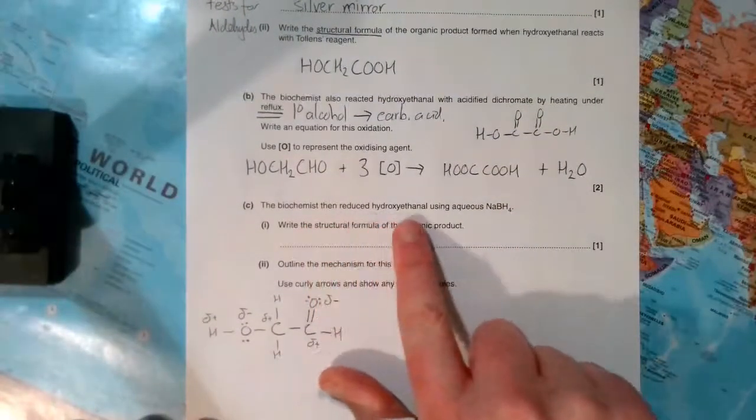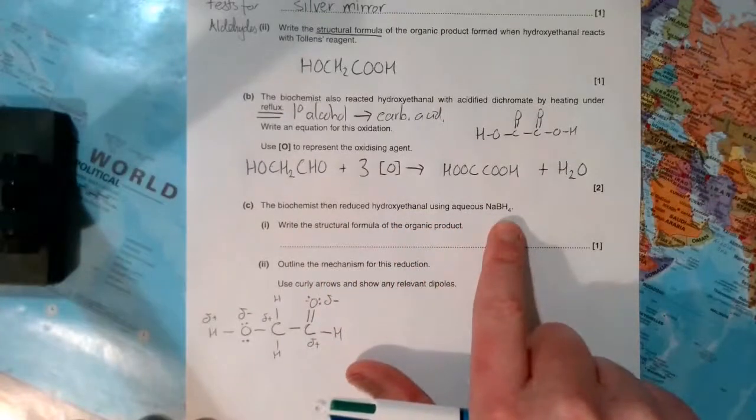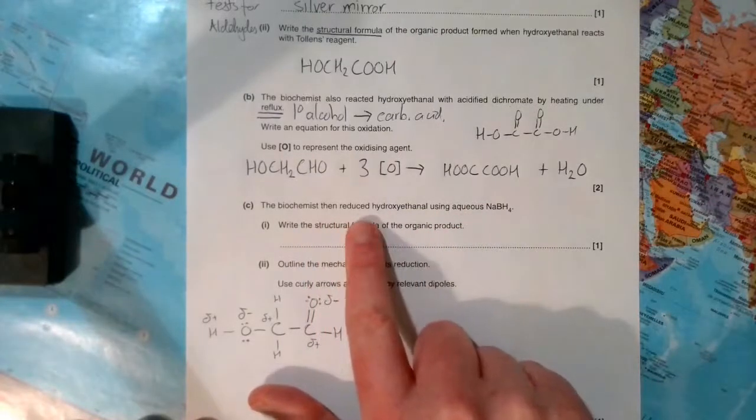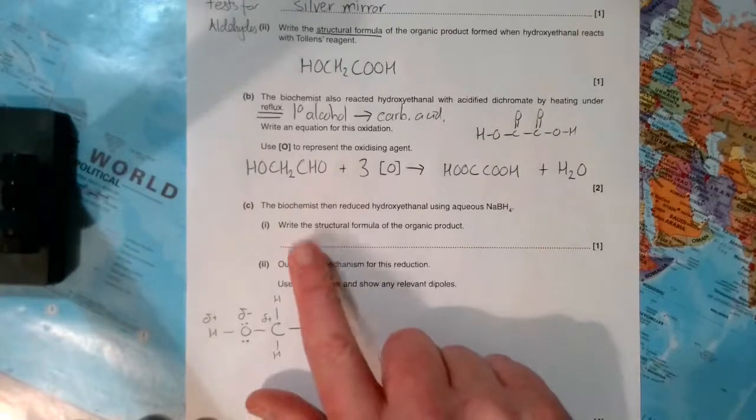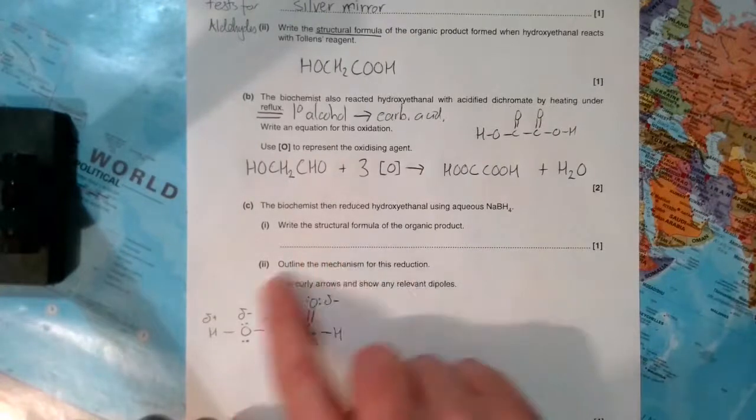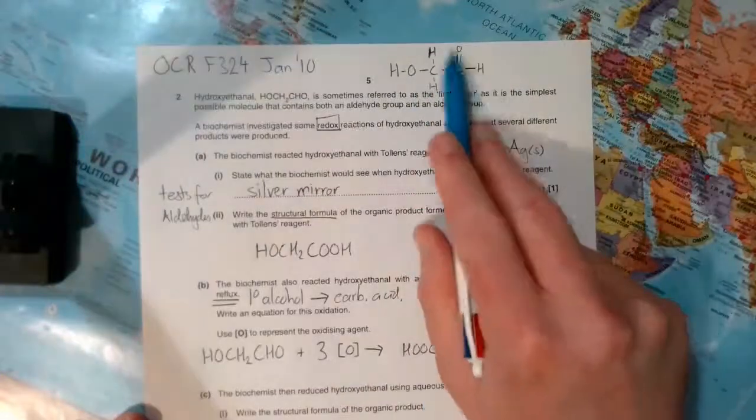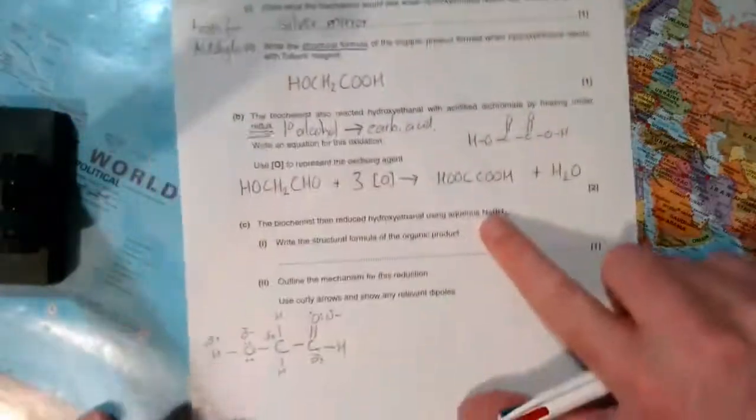The biochemist then reduced the hydroxyethanol using aqueous NaBH4, so we know it's going to be reduced. Now, we'll come back to part 1, but if you didn't have any of the mechanism, you would hopefully be able to look up here and know that the only thing you could reduce would be the aldehyde.